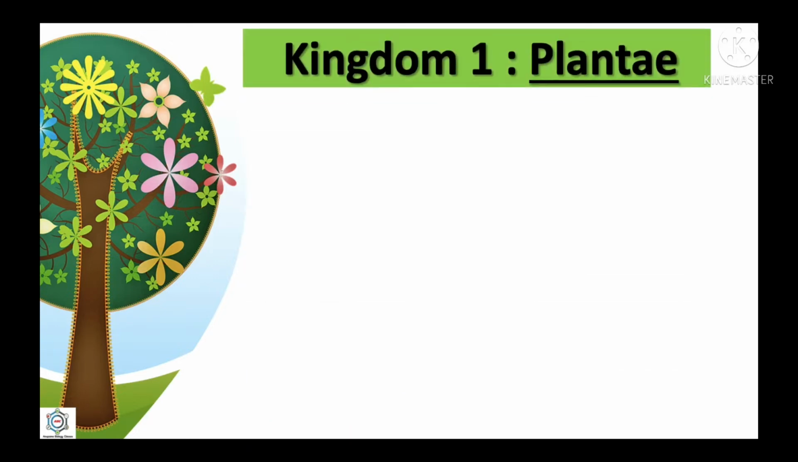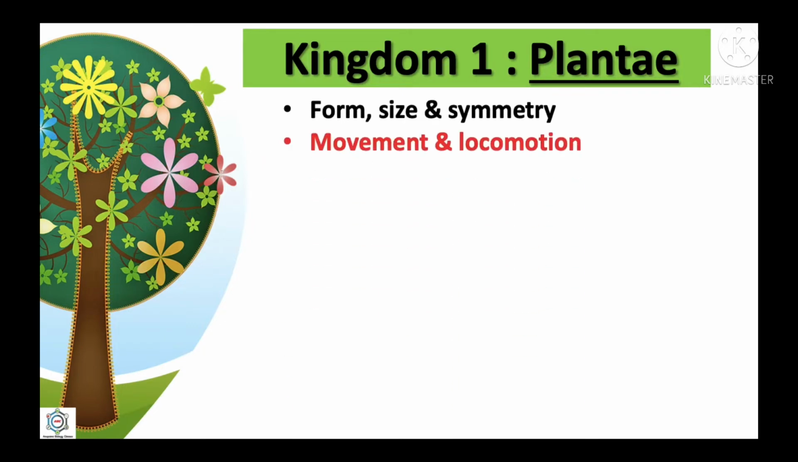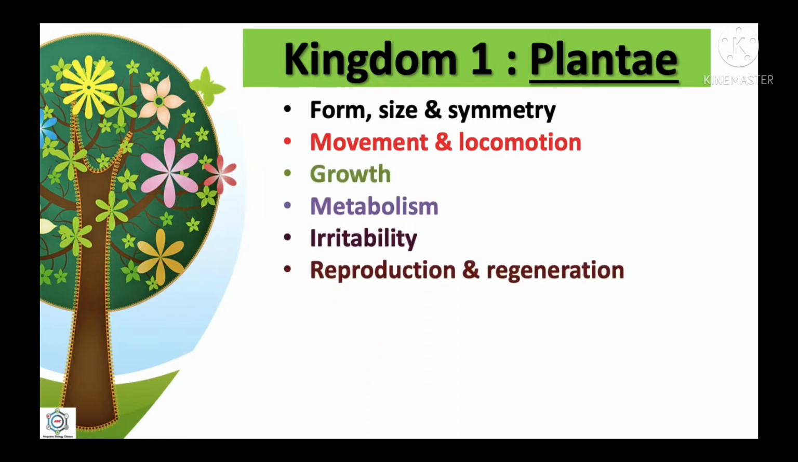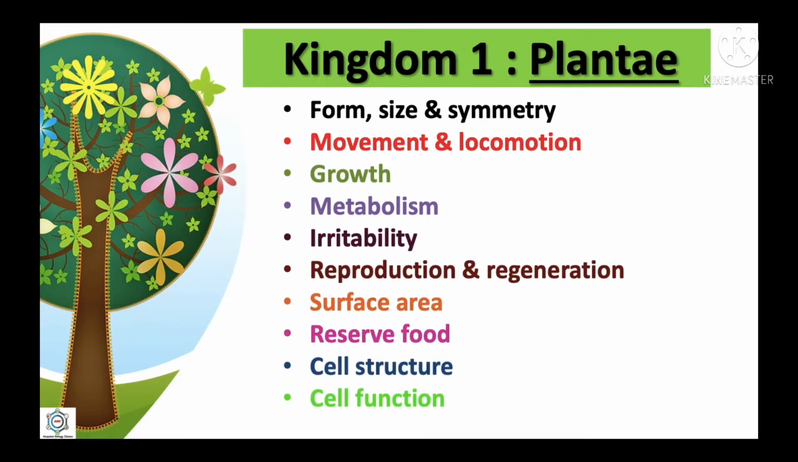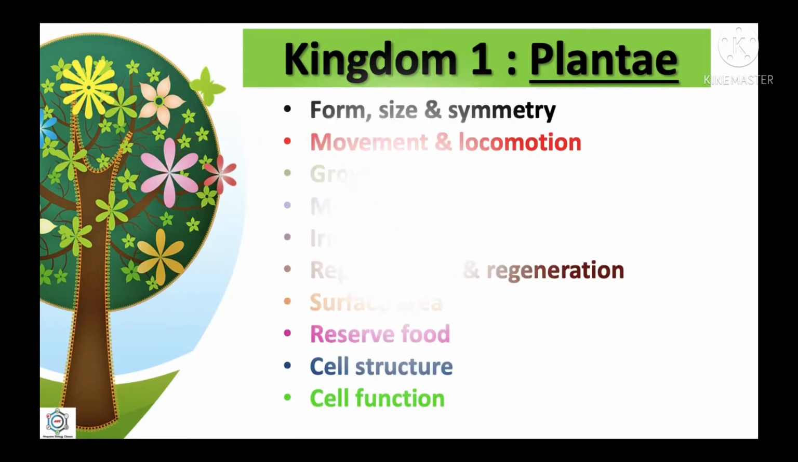So the name of the first kingdom is Plantae. The original plant kingdom included bacteria, fungi, algae, liverworts, mosses, ferns, conifers and flowering plants. And the plant kingdom has the following distinguishing features. So what are the features of Plantae? That is the form, size and symmetry, movement and locomotion, growth, metabolism, irritability, reproduction and regeneration, surface area, reserve food, cell structure and cell function. So we will discuss each and every part in detail in the next slides.